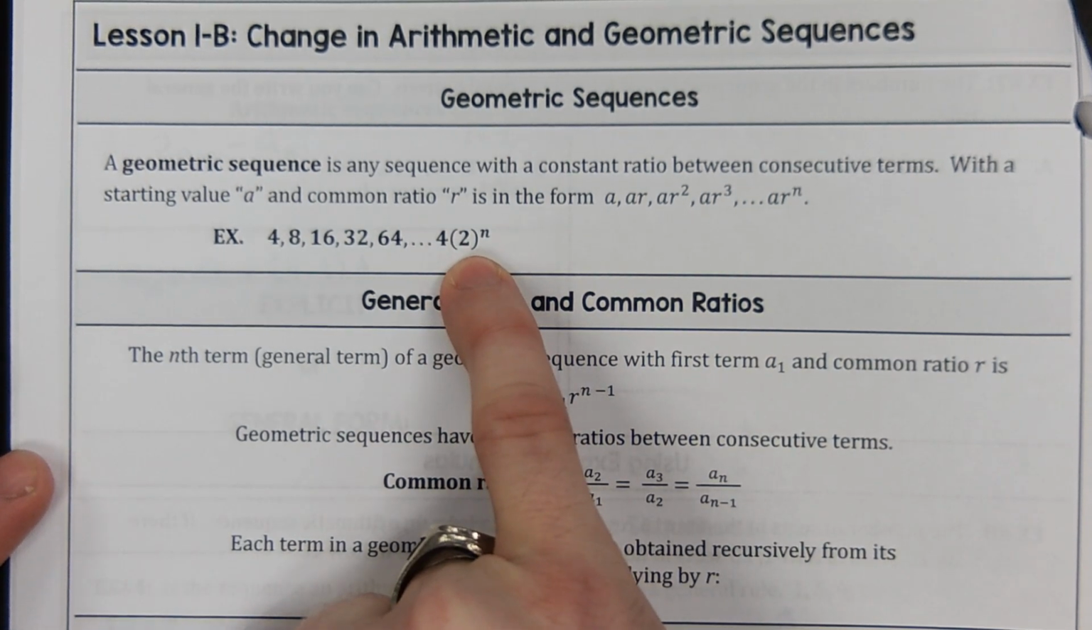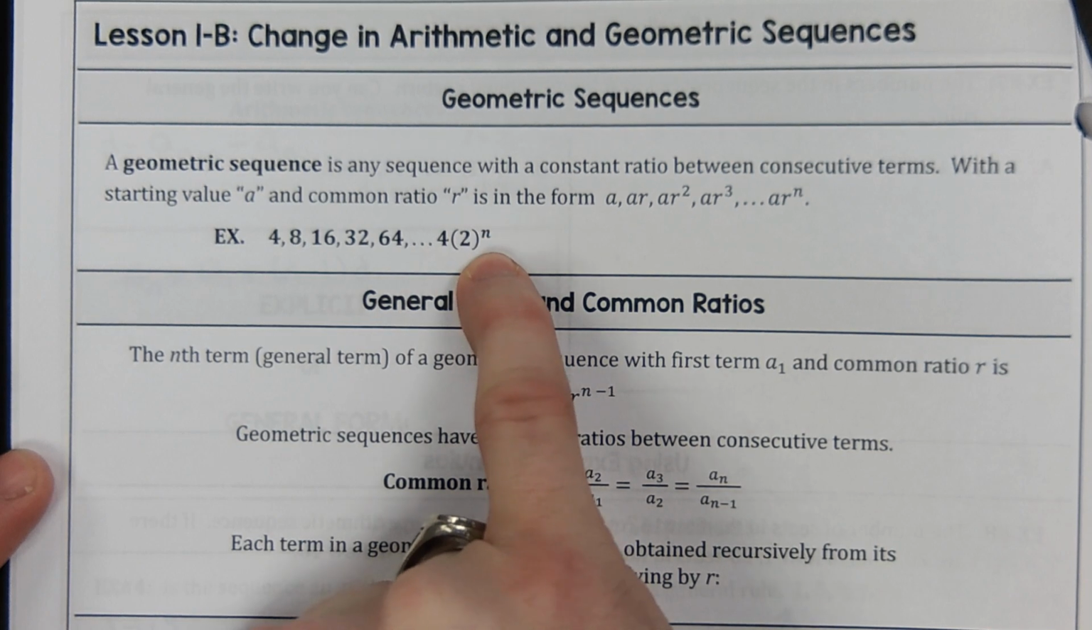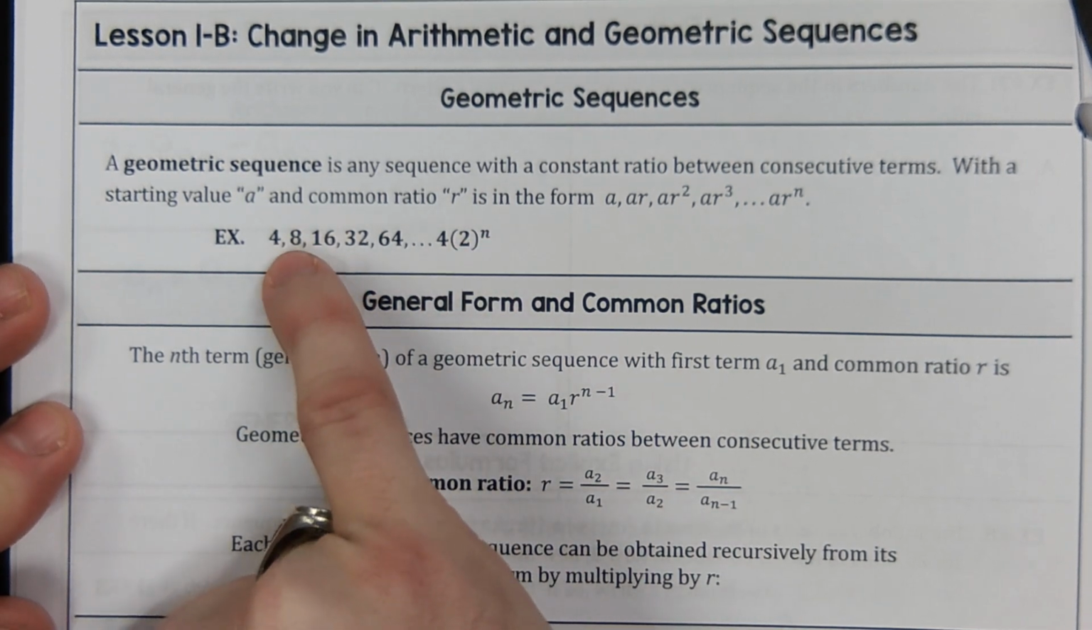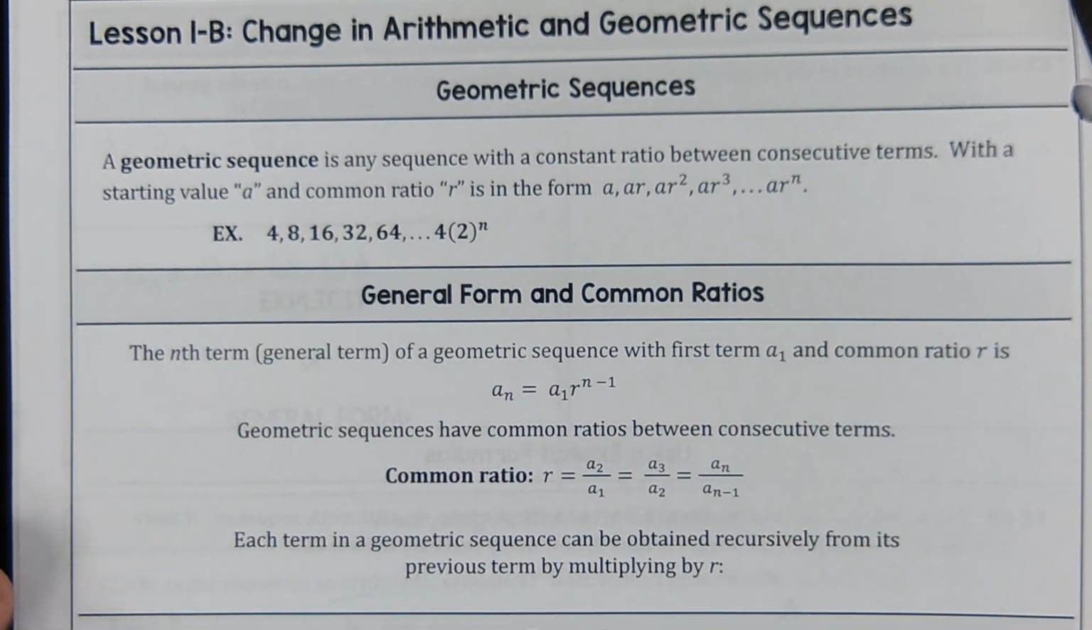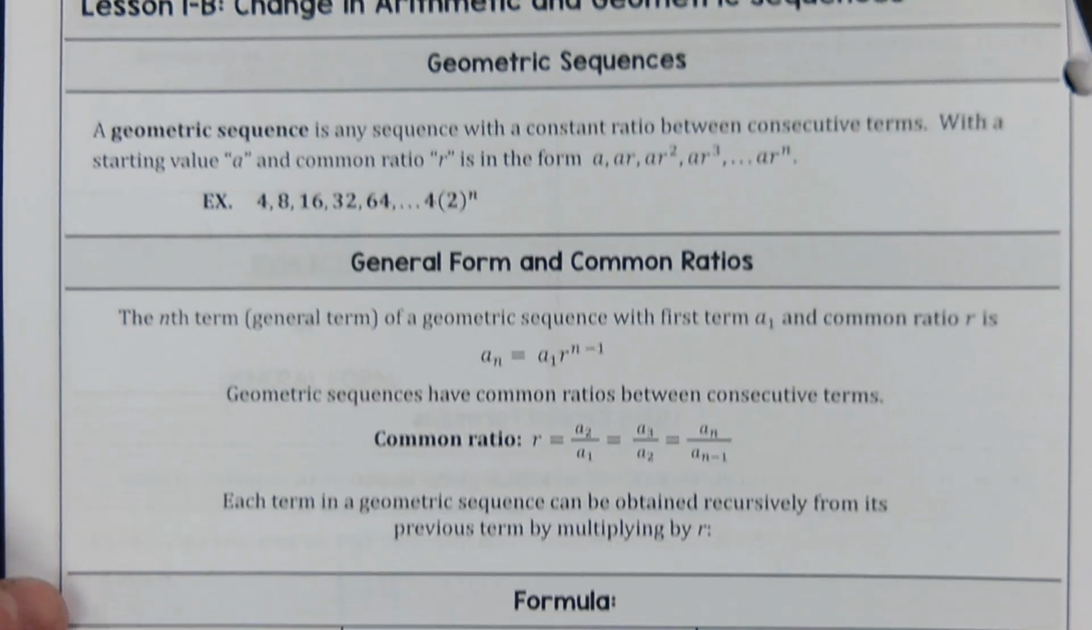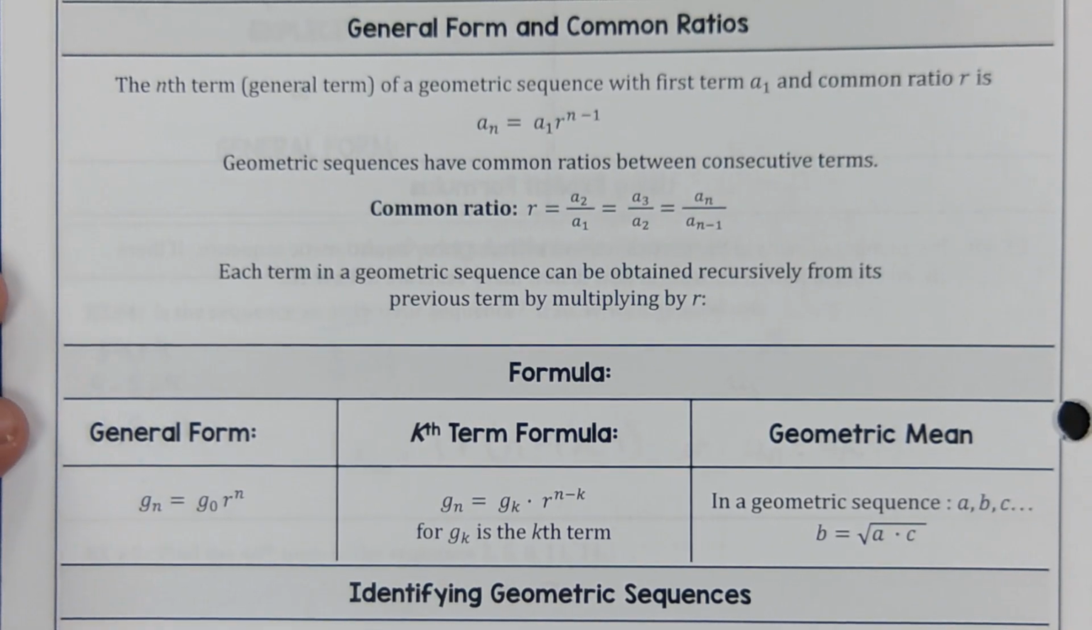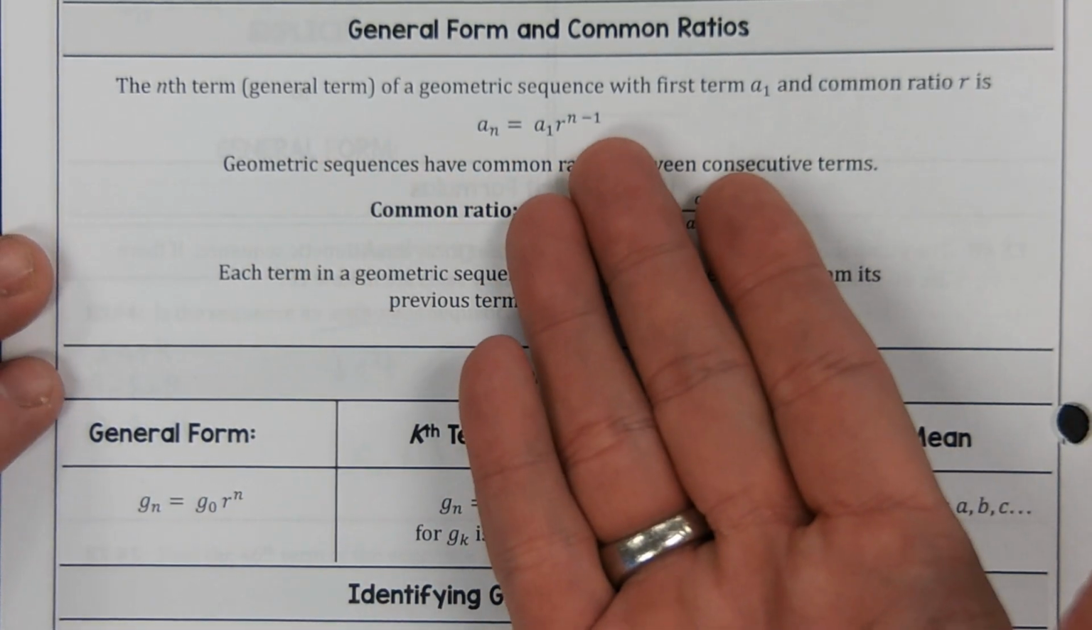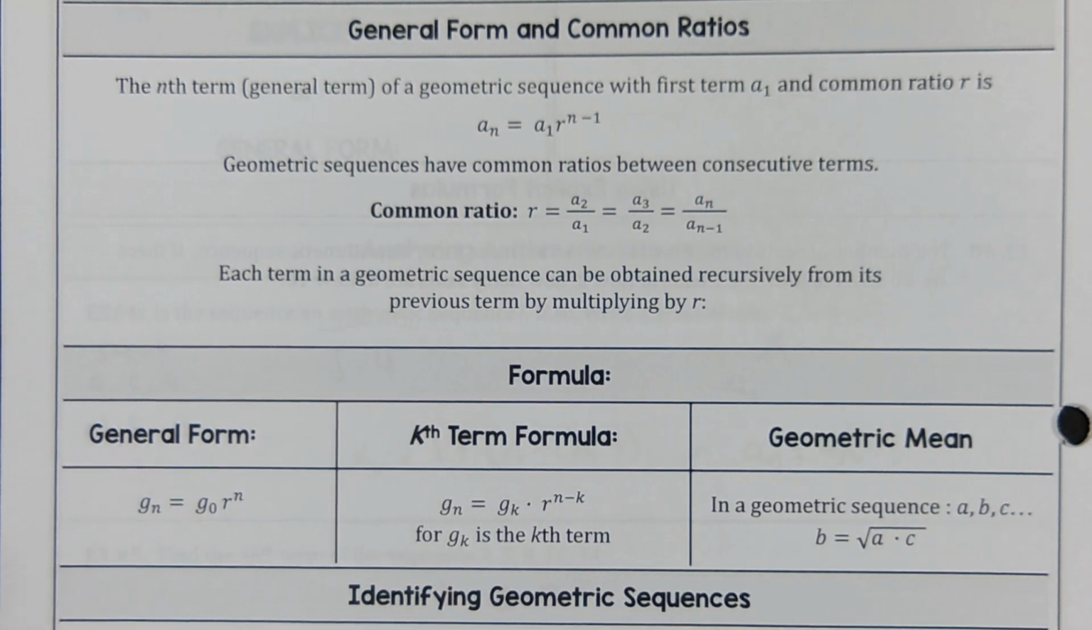This would be a general form for that. 4 times, well, how many times did you want to multiply by 2? Multiply by 2 once, twice, 3 times, 4 times, whatever, okay? But if we're talking sequences, we probably want to use the general term, the nth term. A sub n equals a sub 1 times r to the n minus 1.